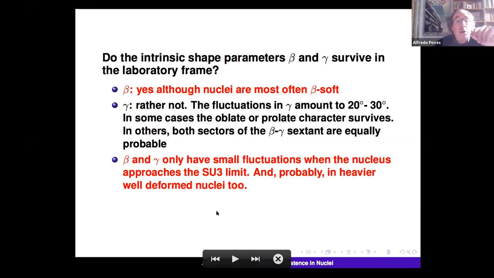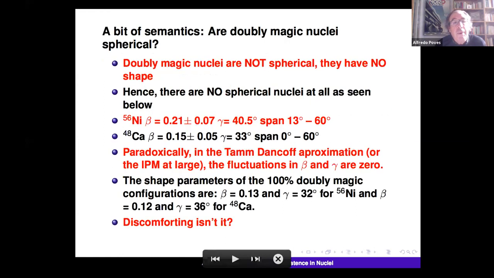A technical note is that beta and gamma only have a small fluctuation when the nucleus approaches the SU3 limit, and this is probably the case in heavy, well-deformed nuclei, which are also approaching the semi-classical limit. So this is maybe more for shell-model-like. Well, they are well-deformed, but I cannot say what happens in the rare earths, don't worry.